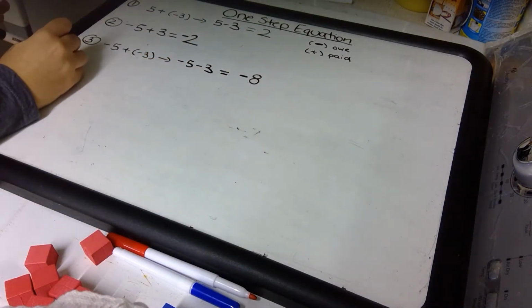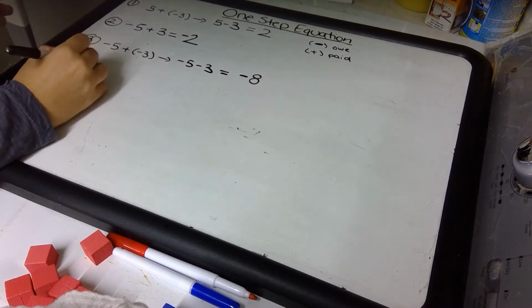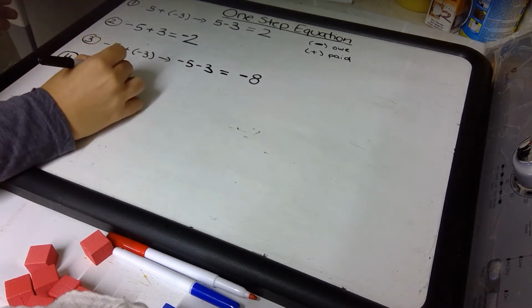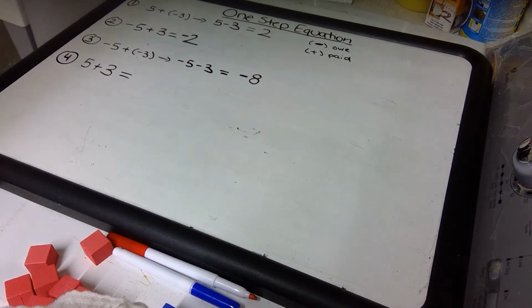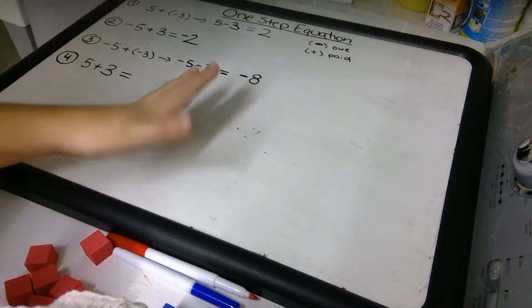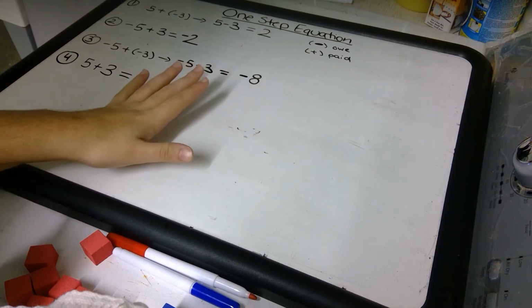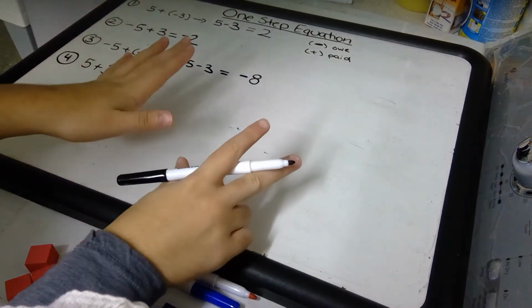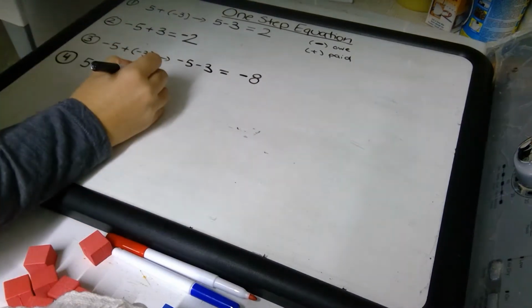Another example, and this one is the easiest one. I don't think anyone had any problems when I checked your exit tickets. Now here we have 5, right? We can use the fingers again. And we're adding 3 more. So how many fingers do we have? We have 8 in total.